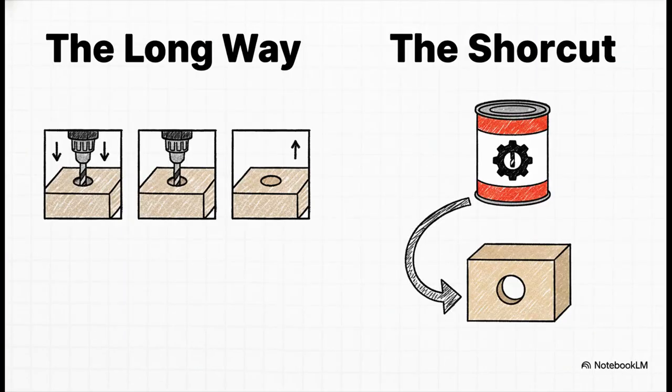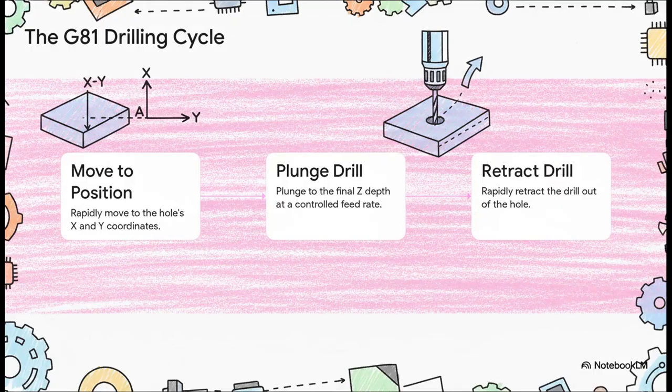So let's take a super common task, like drilling a hole. I mean, you could program every single tiny little move. Move the tool over, plunge it down, pull it back up. But for repetitive jobs like that, G-Code has a absolutely brilliant shortcut called a canned cycle. One single command, G81, contains this entire sequence. You just tell it the coordinates and the depth, and the machine automatically does all three steps for you. It moves to the position, it drills the hole, and it retracts.